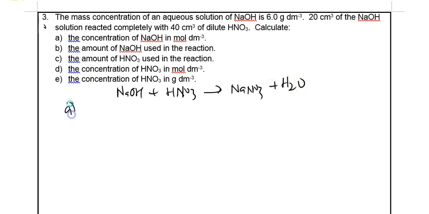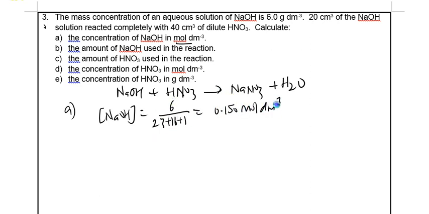So part A, the concentration of NaOH is very simple. I have 6 grams per dm cube. So now I must convert to mole per dm cube. So the concentration is simply 6 divided by the molar mass of NaOH, and I have 0.150 moles per dm cube. So why do I divide by molar mass? Because number of moles equals mass over molar mass. So given that I have mass per dm cube, to count the number of moles, I divide the value by molar mass. So I get 0.150 mole per dm cube.